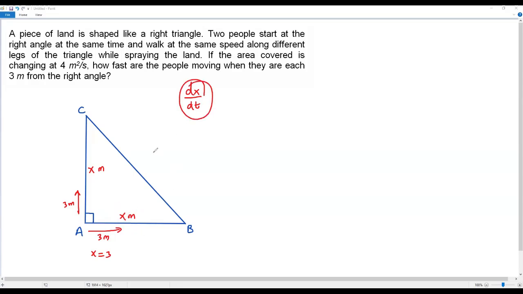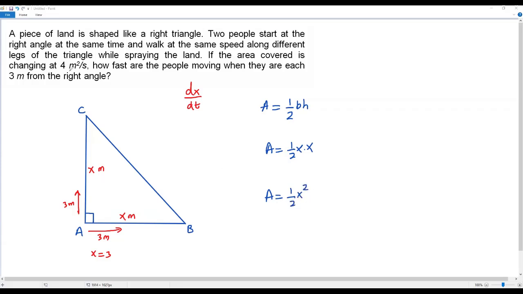Now we have some information about the area of the triangle. That is not exactly the area, but we are given how the area is changing with respect to time: 4 meters squared per second. Since we have information about the area of the triangle, first we can write the area. The formula for the area of a triangle is 1/2 times base times height. So here A equals 1/2 times the base, which is x, and the height, which is also x. Then we get A equals 1/2 times x squared.